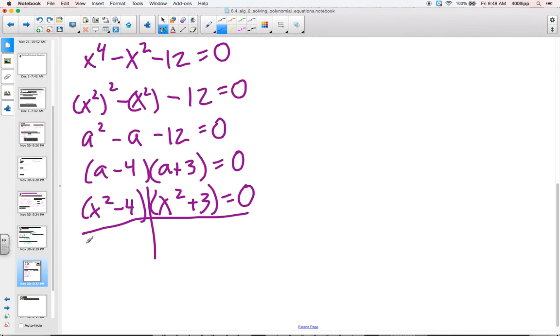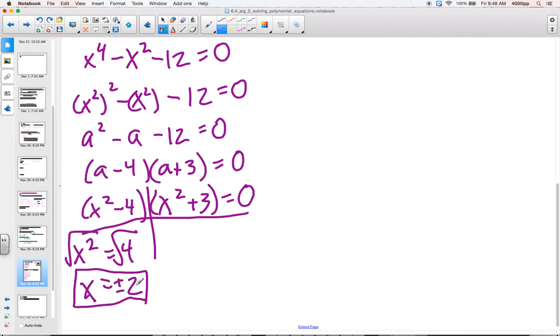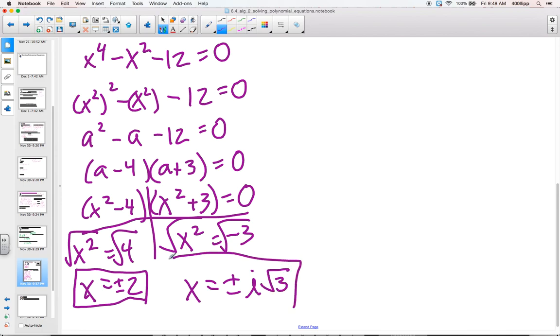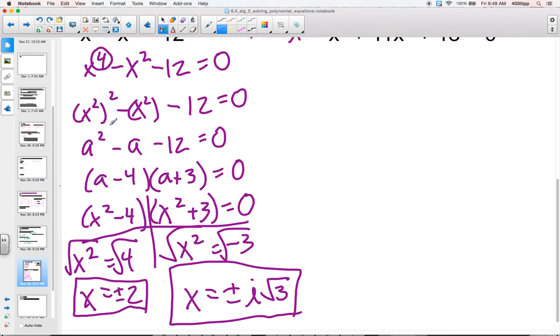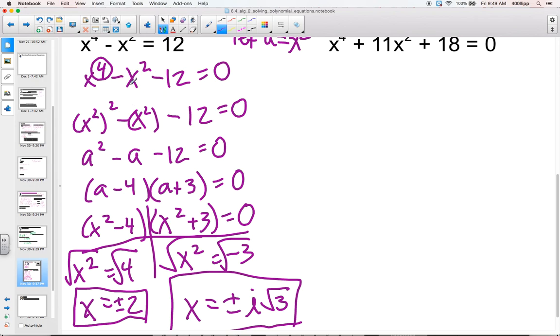So this is going to give me x squared equals 4. Taking the square root of that, I get x equals plus or minus 2. So that's 2 answers. And this one is going to be x squared equals a negative 3. Taking the square root of that, I get x equals plus or minus, I have to take the negative out, so plus or minus i square root of 3. So if you notice here, we got 4 answers. We knew we were going to get 4 answers because that was the highest degree. So I have 2 answers here, 2 answers here, for a total of 4. So that's how we would solve it using substitution and making it into a quadratic.